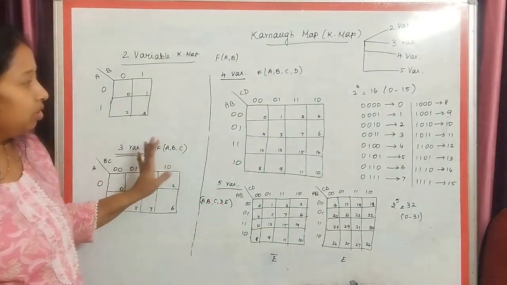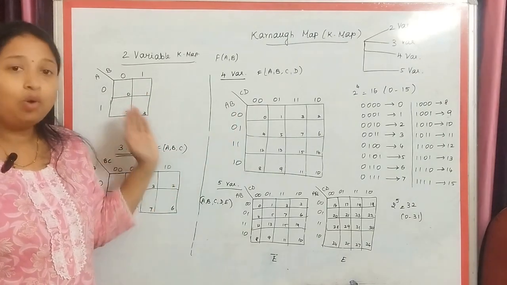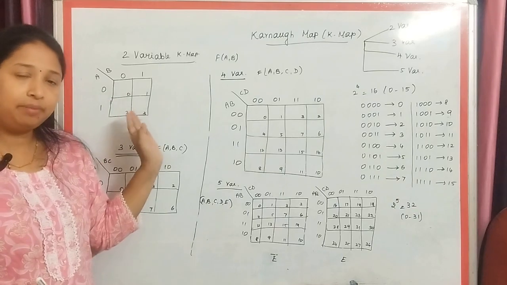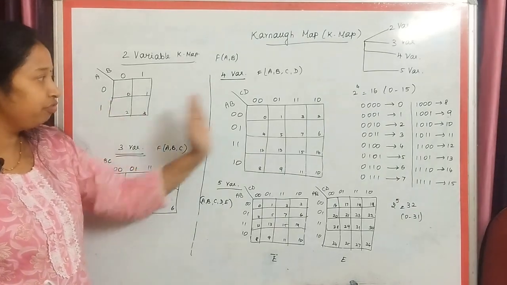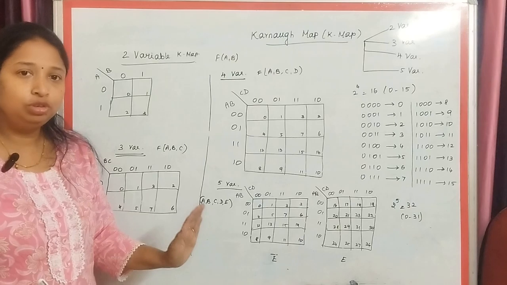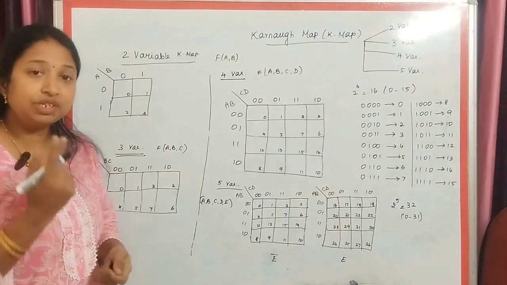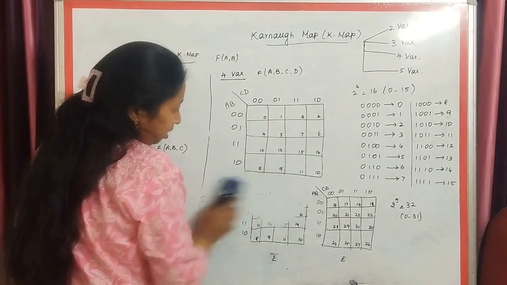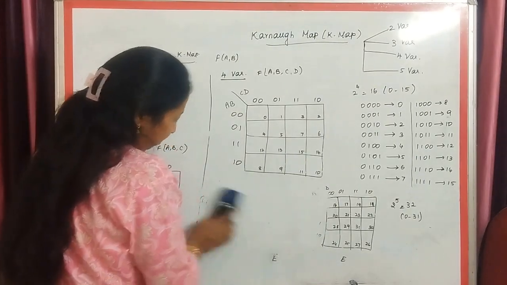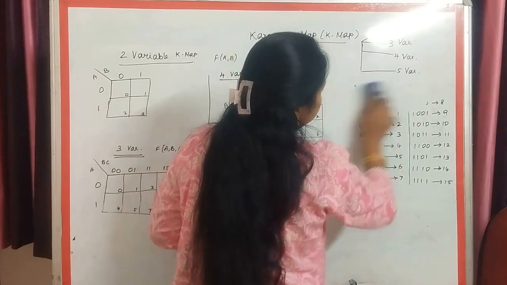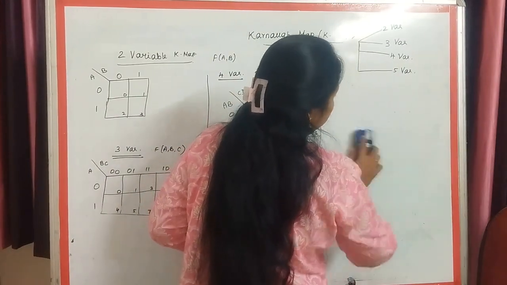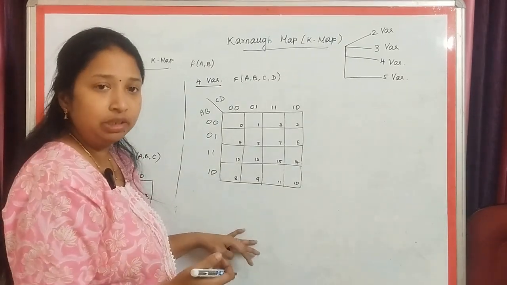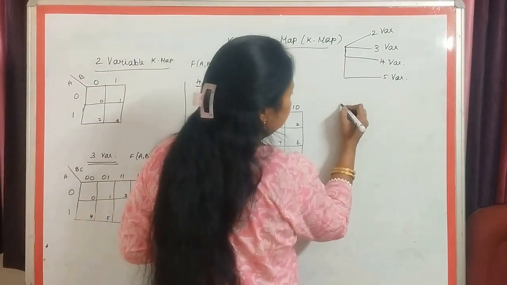Clear? Now, your first step was to identify how many variables are given to you in the question. Based on the number of variables, you have to choose which K-map you want to use for solving the equation. Your second step is positioning the values inside a K-map. How do you position the values inside a K-map? How do you position your values?